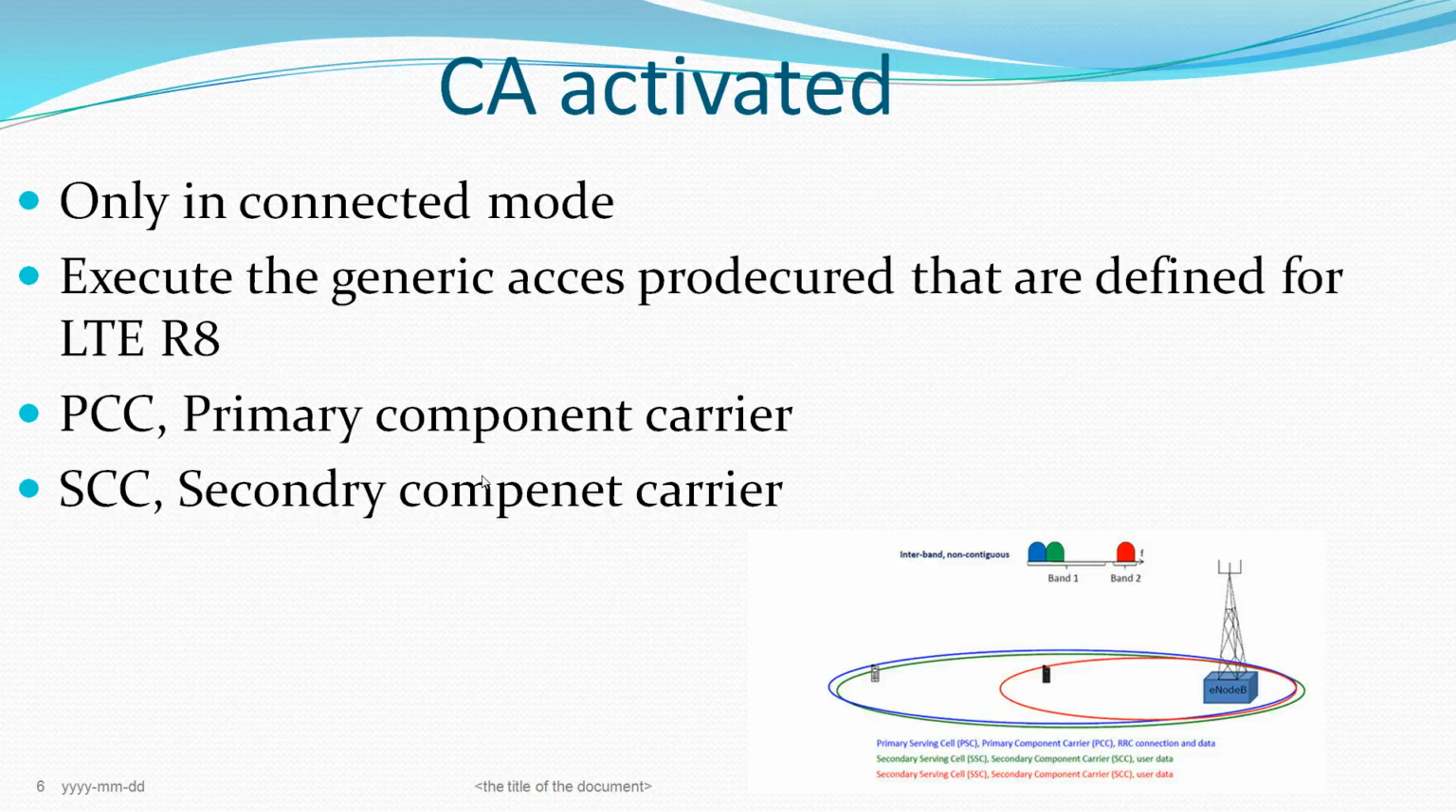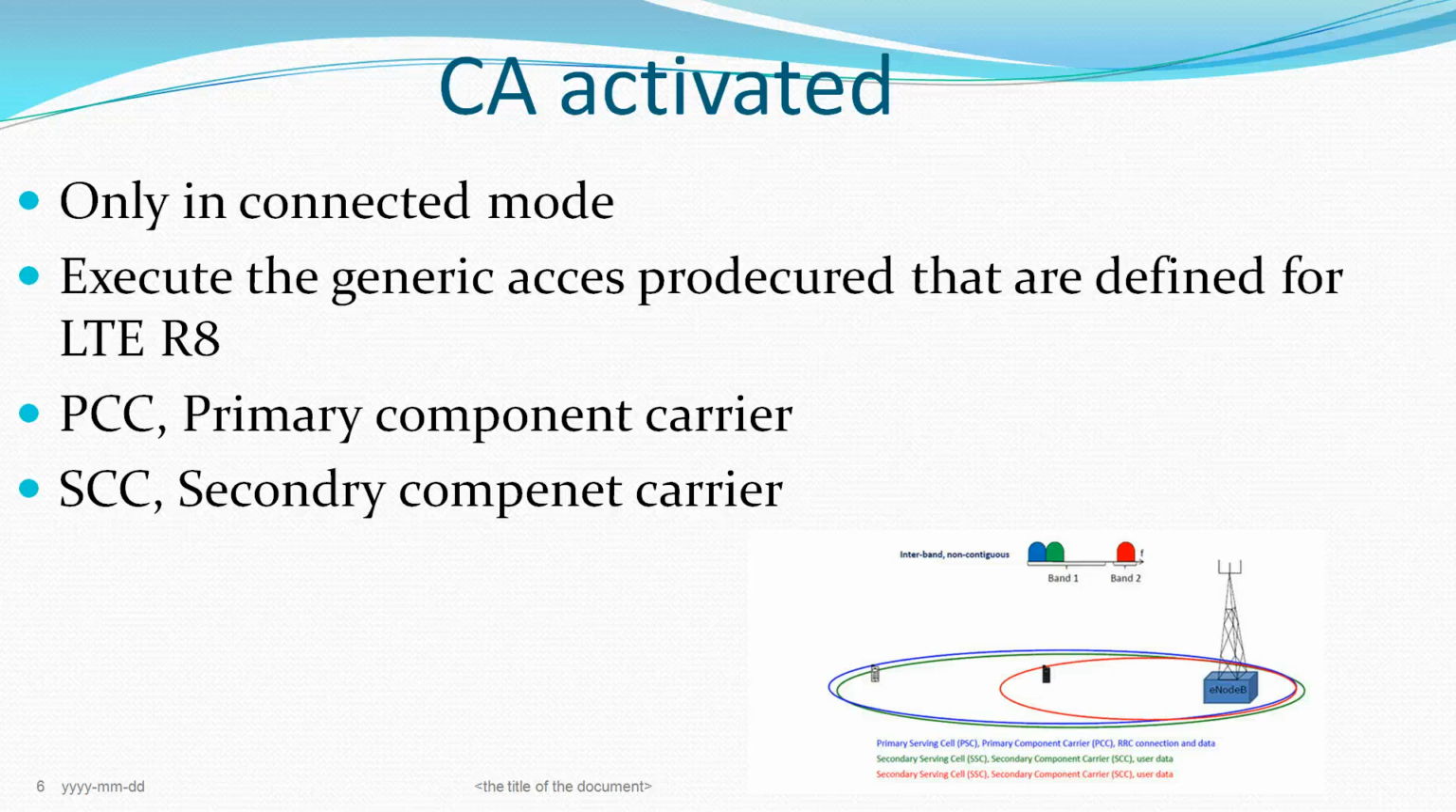So how is carrier aggregation activated? Carrier aggregation is only activated in connected mode. That means the device needs to execute a generic access procedure that is defined for LTE release 8, which means you have to do cell search and selection, SIB acquisition, initial random access, NAS information and security procedures, and all this is done on the PCC, called the primary component carrier or primary component cell. Each device has its own PCC, so two different devices have different PCCs or PCells.